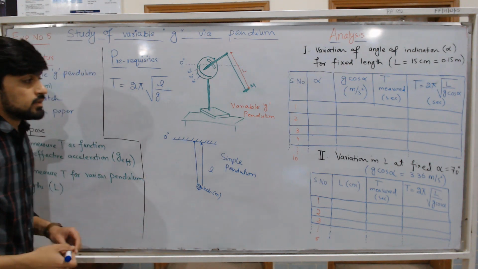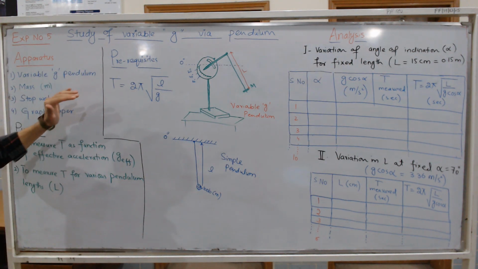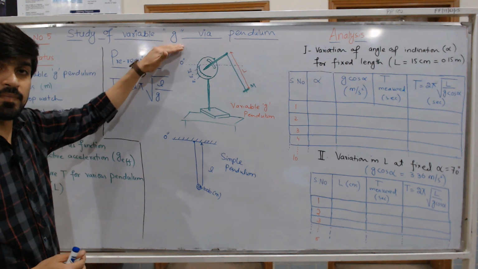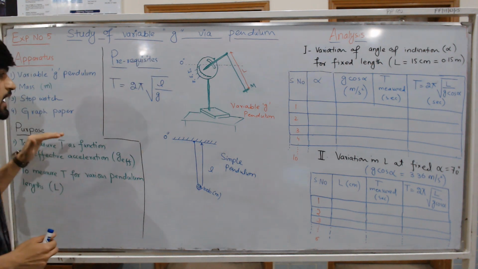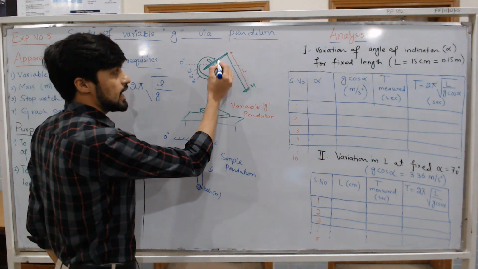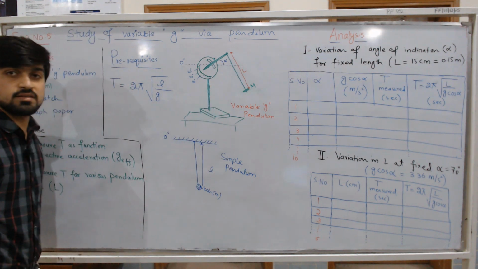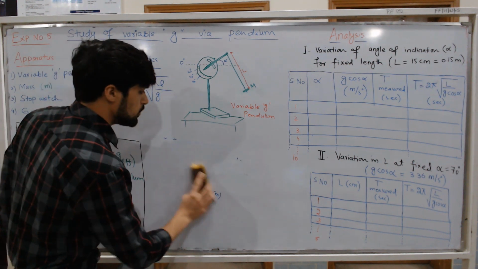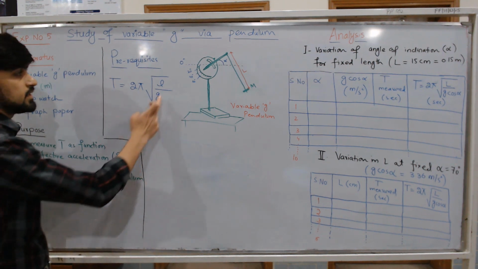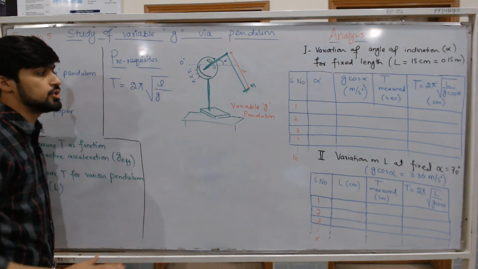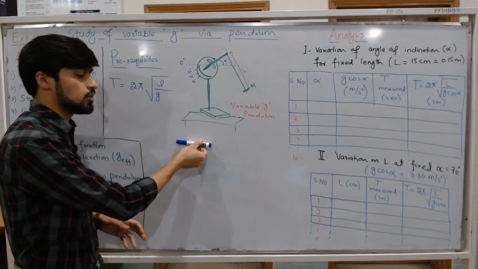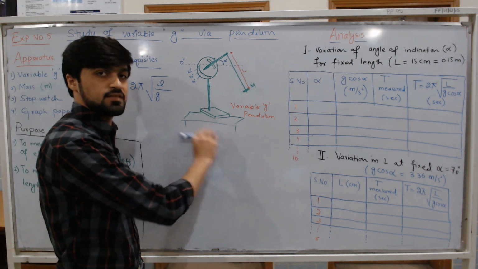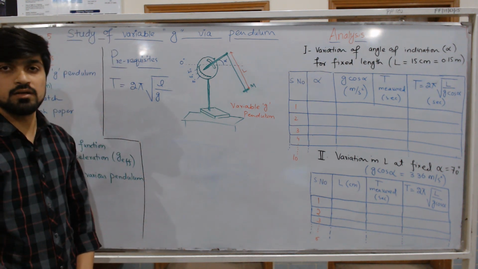But this experiment is to study the variable g. It means that some parameter is disturbing the value of g, and that parameter is known as alpha. What this alpha is, we will be discussing shortly. Let's discuss the prerequisites simply. This is the time period of the simple pendulum, this is the length of the pendulum, and this g cos alpha can be replaced by g if the pendulum is not inclined, or the axis is at 0 degree. So we will be using this relation for the simple pendulum case.